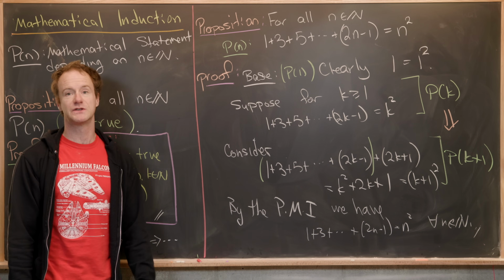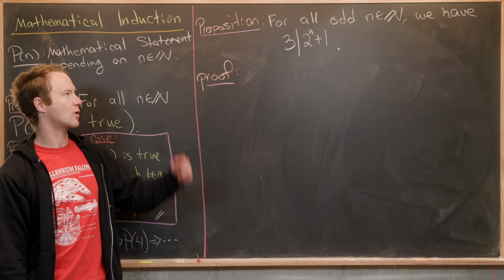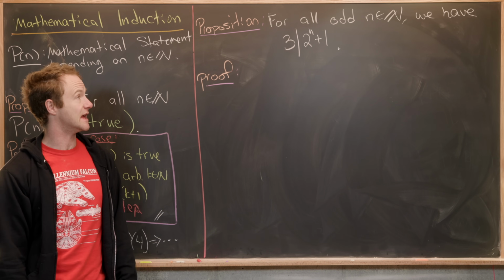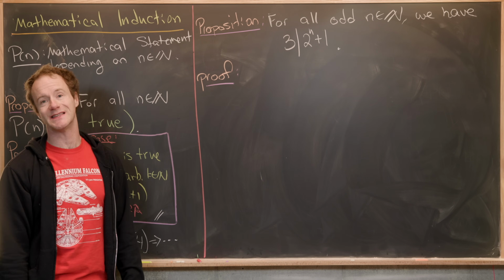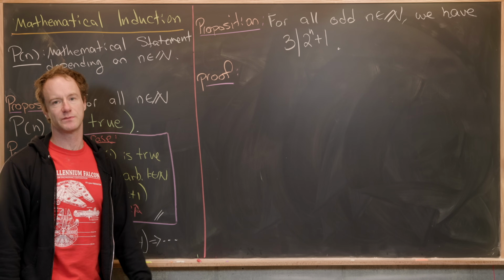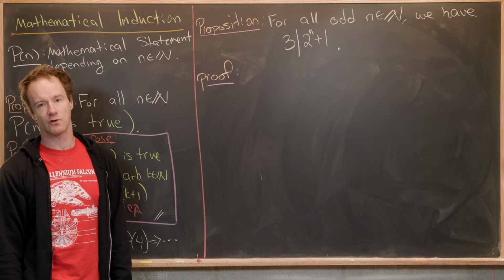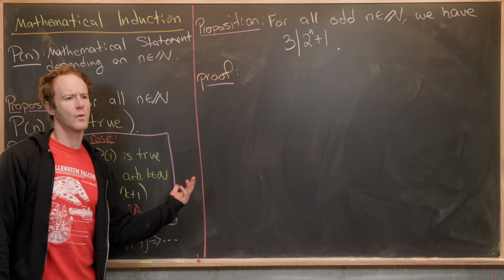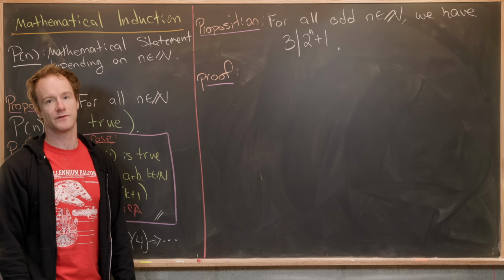Okay, so let's jump into another one. Now we're ready to jump into our next example. So that says for all odd natural numbers n, we have 3 divides 2^n + 1. So in other words, 2^n + 1 is a multiple of 3, or 2^n + 1 is congruent to 0 mod 3. Although we won't work with modular arithmetic, we'll work with the notion of being a multiple of 3.